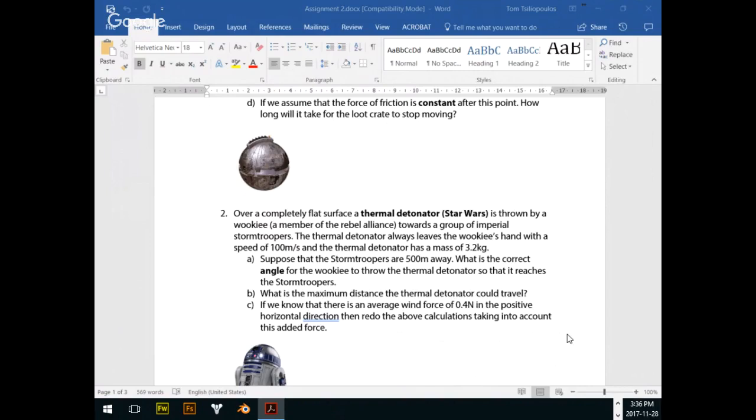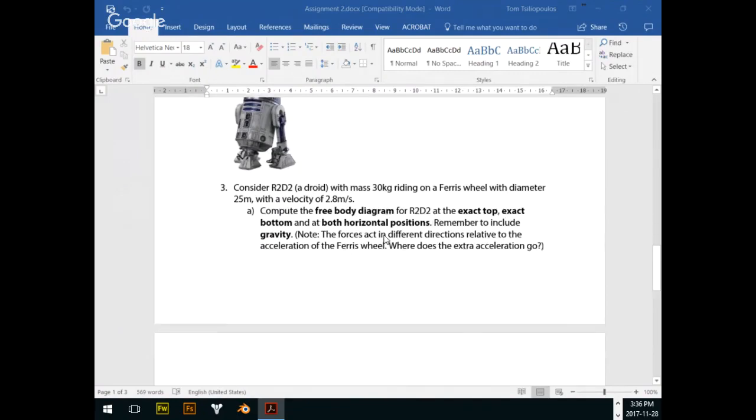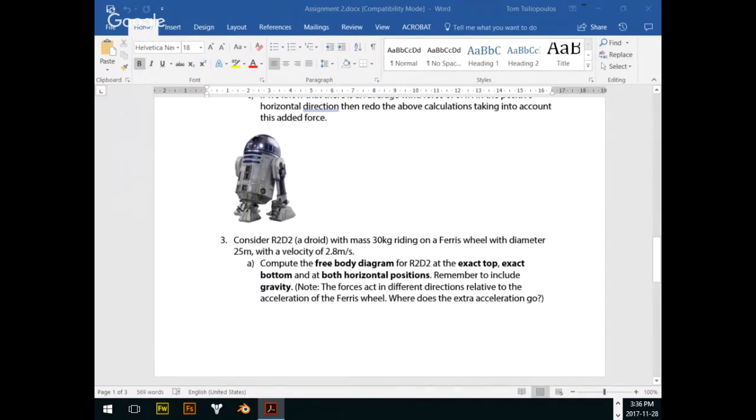And the last one, for those who are watching, you've got a little R2-D2 here. I couldn't figure out a better way to do this. It's a Ferris wheel question. Consider R2-D2, a droid with a mass of 30 kilograms, riding on a Ferris wheel with a diameter of 25 meters at a velocity of 2.8 meters per second. Compute the free body diagram for R2-D2 at the exact top, exact bottom, and in both horizontal positions. And remember to include gravity. So these are the kind of questions you're going to be dealing with.